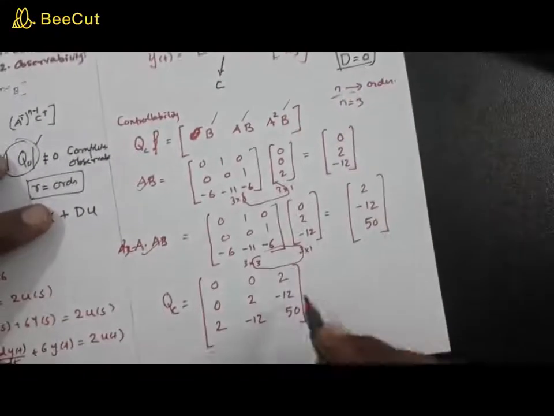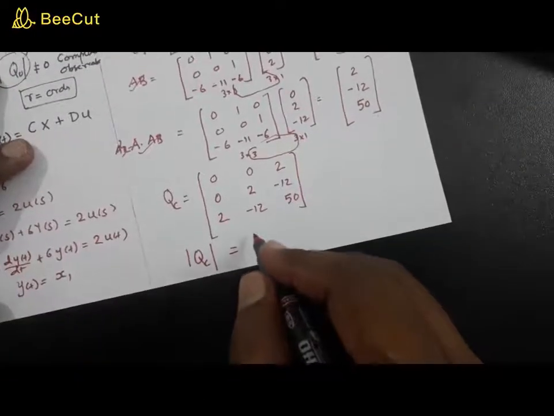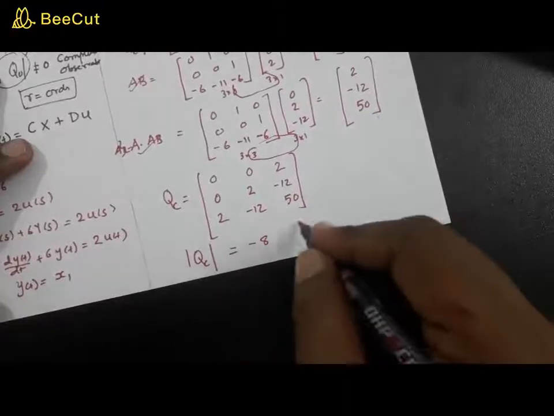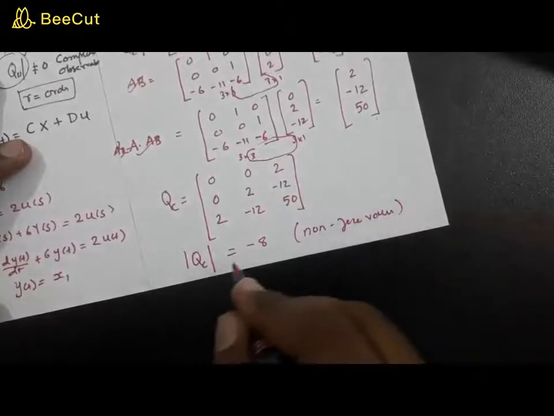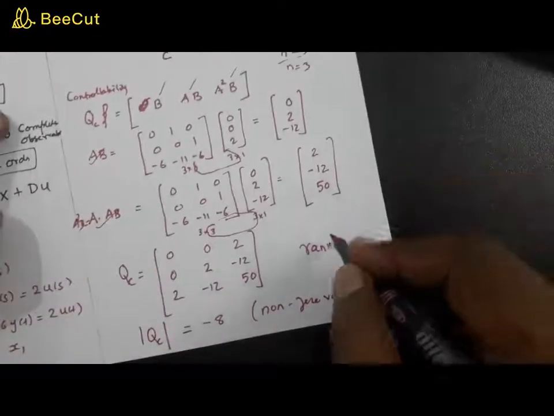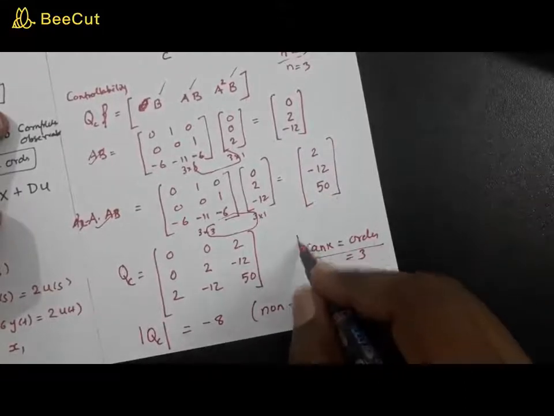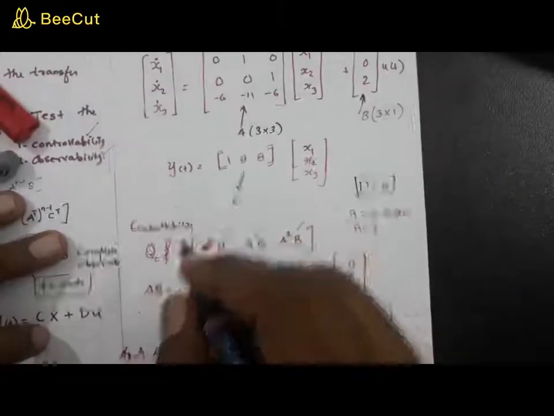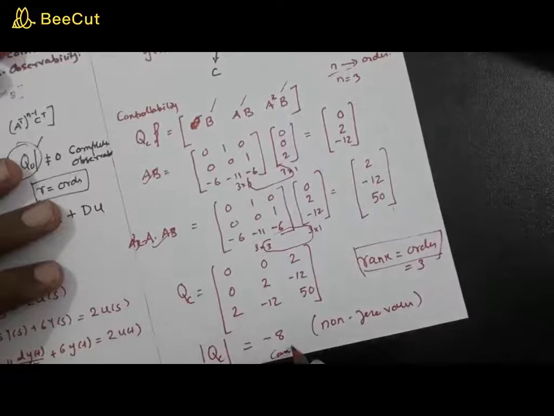Now you can find the determinant of this. Now you know how to find out the determinant. Finding the determinant, the answer you're going to get is minus 8, which is a non-zero value. Since the determinant is non-zero, the rank of the matrix will be equal to the order of the system, which is 3. Since the rank is equal to the order of the system, this system is completely controllable. Okay, so the system is completely controllable, right?